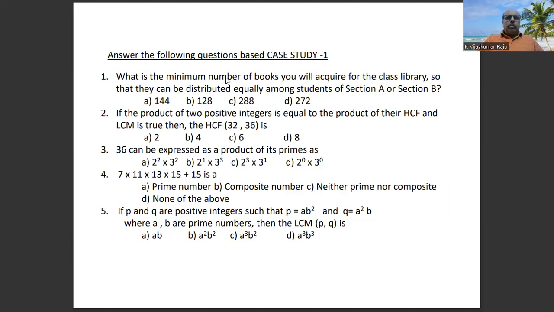What is the minimum number of books you will acquire for the school class library so that they can be distributed equally among students of section A or section B? So we have got 4 options here. Now I have to see which is the correct one. So let's start with it. Take the first question and try to answer it.